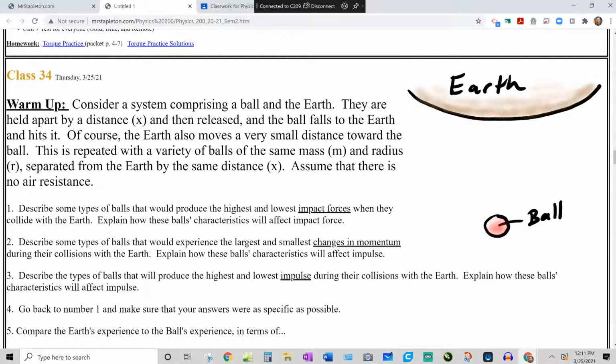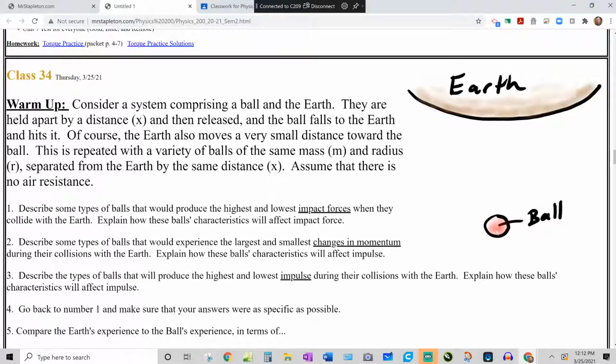Anything, no air resistance. I didn't label this, but they're held apart by a distance x. So somebody's holding the ball and the earth apart, and then they're released, and the ball falls toward the earth, and the earth actually moves toward the ball. They're pulling on one another.